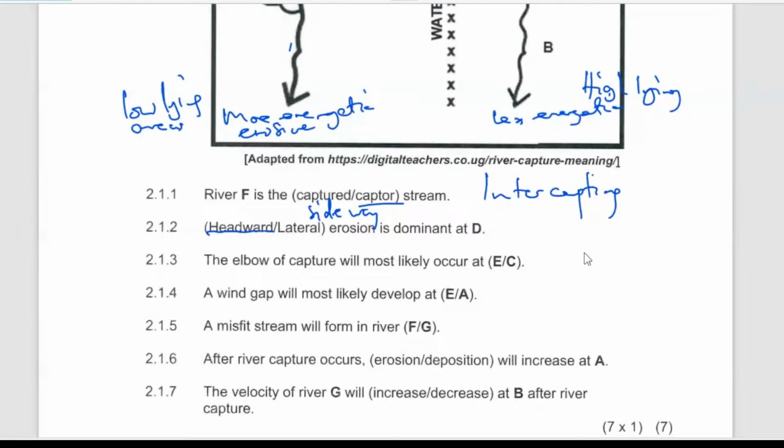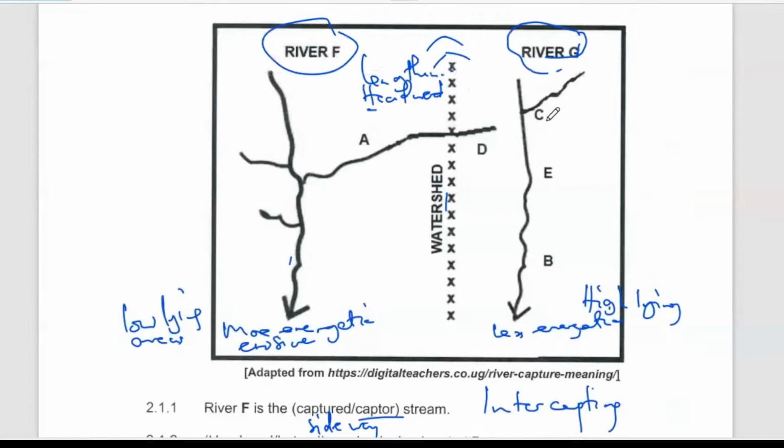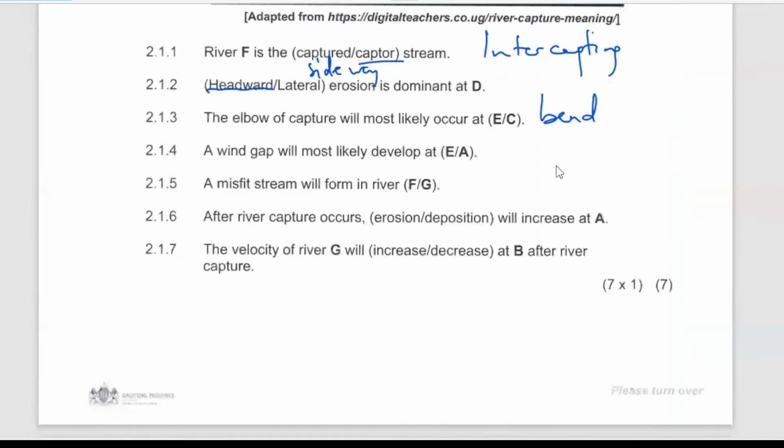The elbow of capture will most likely occur at E or C. What we call an elbow of capture is the bend where piracy takes place or where interception takes place. So the bend, where is it likely to occur, at E or at C? Here, we are seeing that E is below. This stream is going to advance towards C, and that is where the bend is going to occur. If this stream keeps on advancing, it's going to intercept somewhere around C here. So the correct response is C.